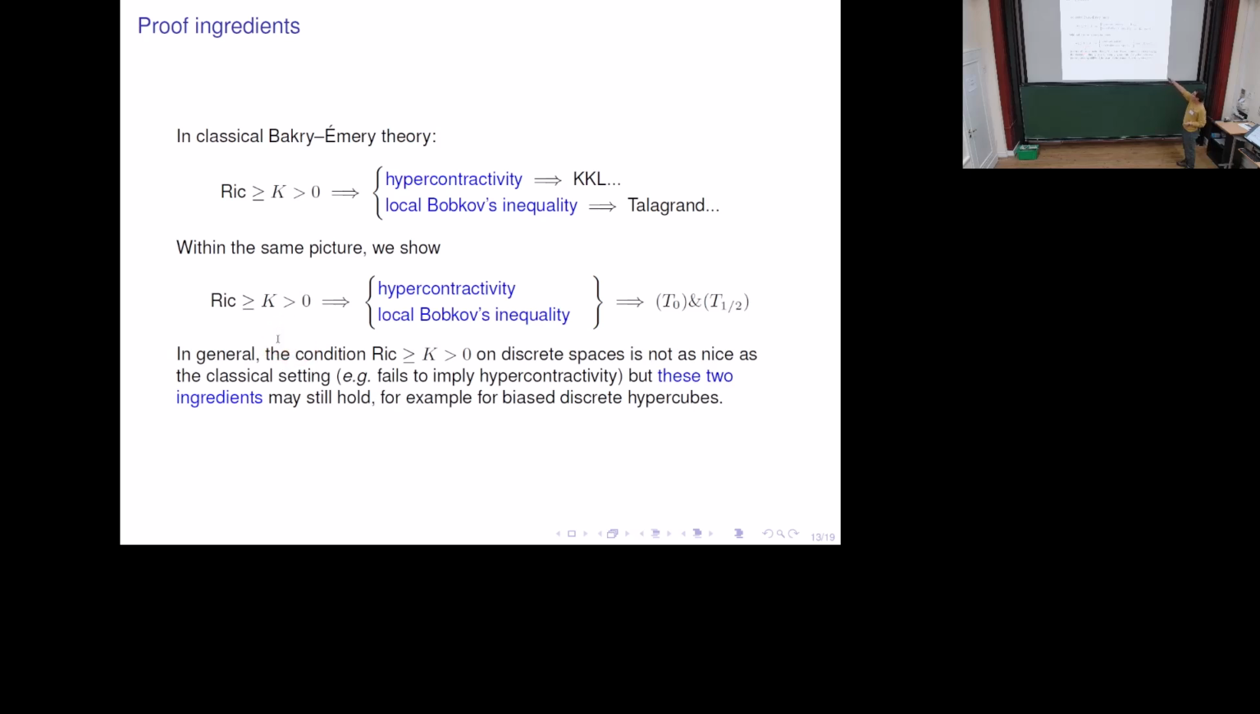And the main proving ingredient is a combination of these two. Okay? Combining these two, you can prove T1/2. Actually, you can also prove T0, which I will recall later. I will explain later, but to prove this T0, you only need some isoperimetric inequality or Bobkov inequality would be enough.